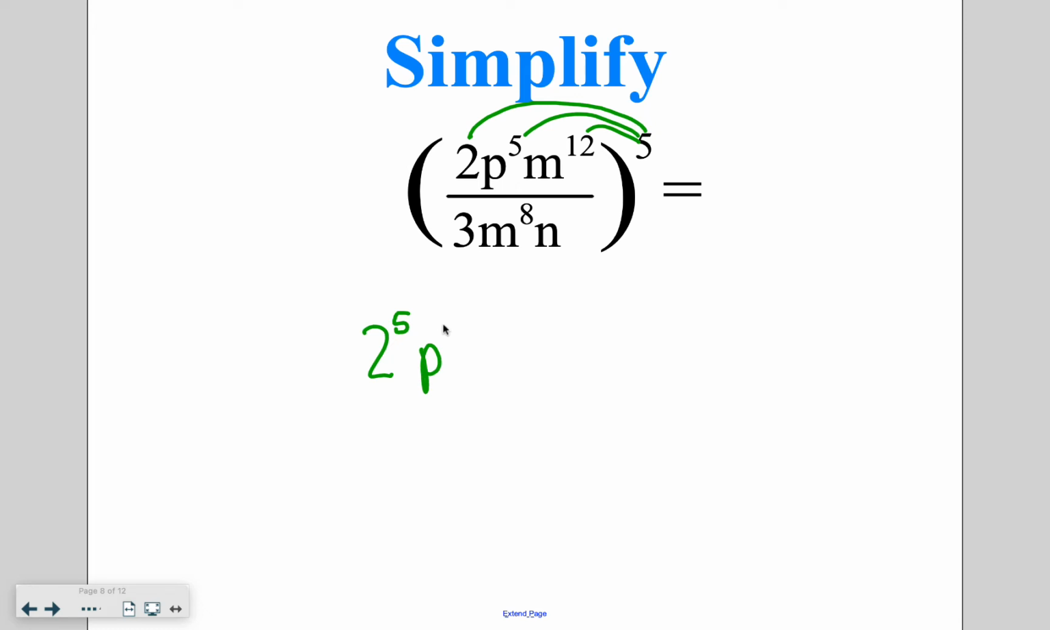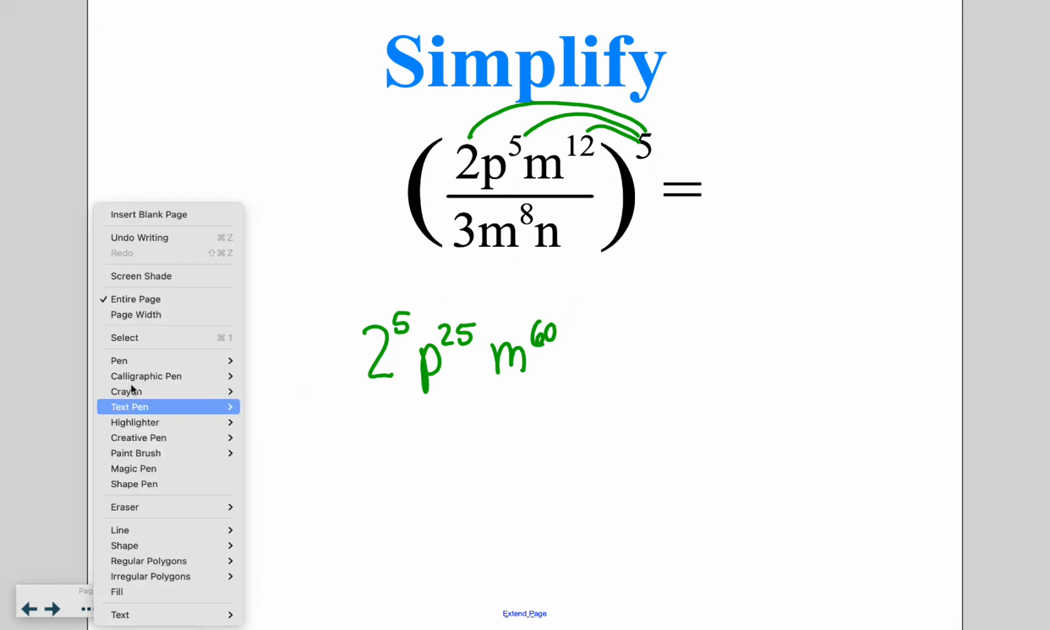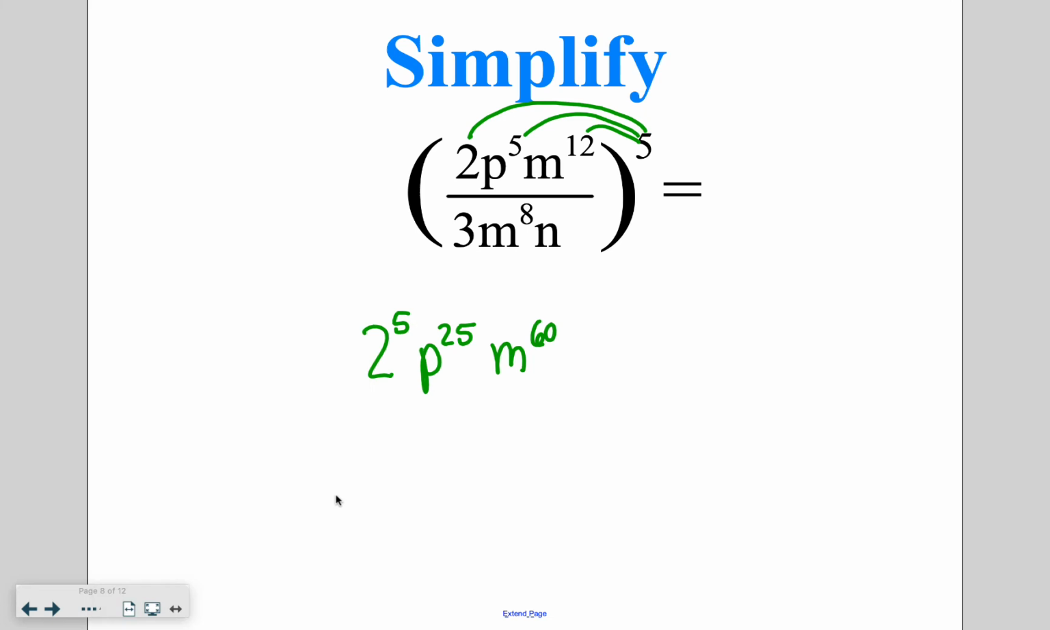So that's p to the 25th, and then m to the 60th. It also needs to be distributed to the denominator. So we've got 3m and n down here. So I've got 3 to the 5th, m to the 8 times 5, because it's a power of a power, which is m to the 40th, and then n to the 5th, because it used to be n to the 1st.